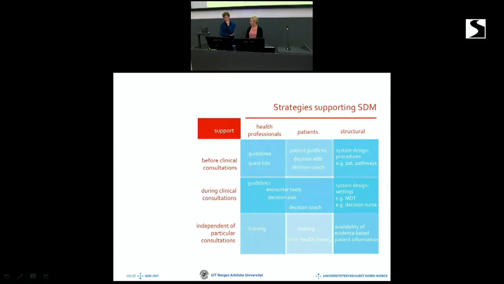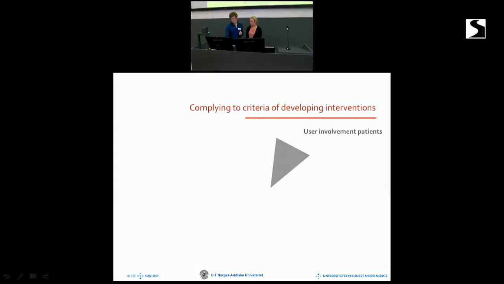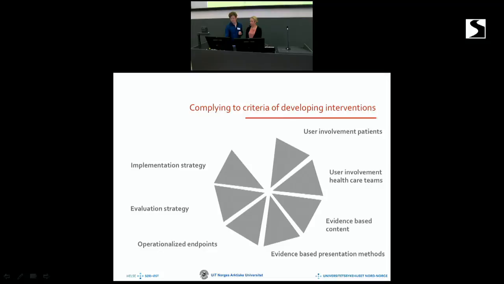But another issue characterizing our approach is that we understand those interventions as complex interventions and try to consider all those criteria and frameworks that make complex interventions work. So the framework of development and evaluation of complex interventions, the IPDAS criteria, and mainly those. I don't plan to discuss with you each of those pieces of this cake, but I want to show you the most important criteria we try to consider.